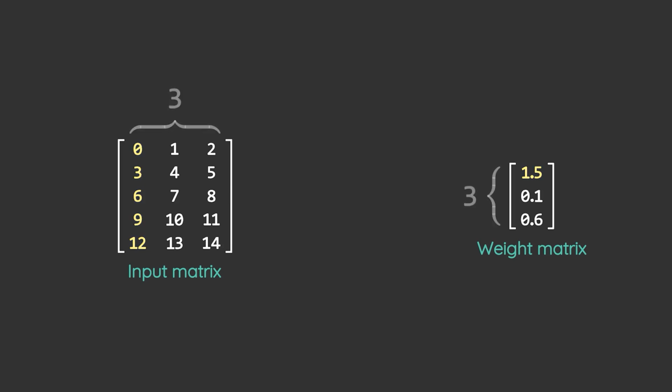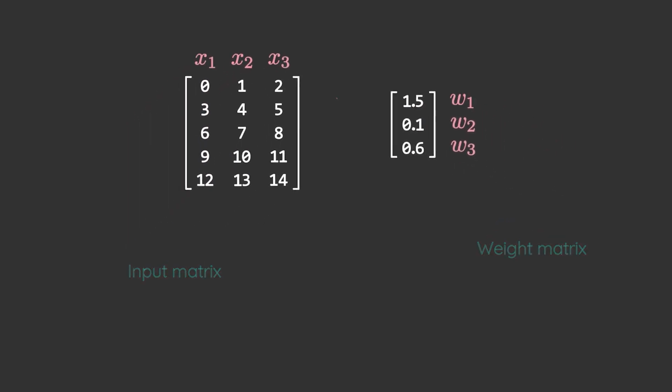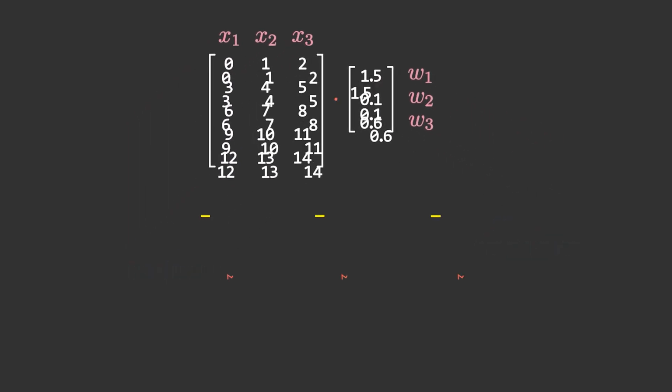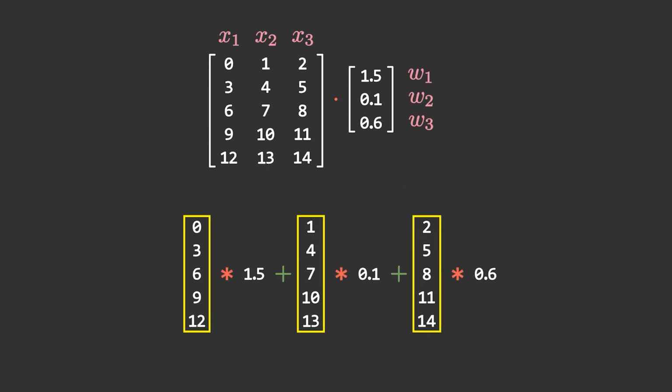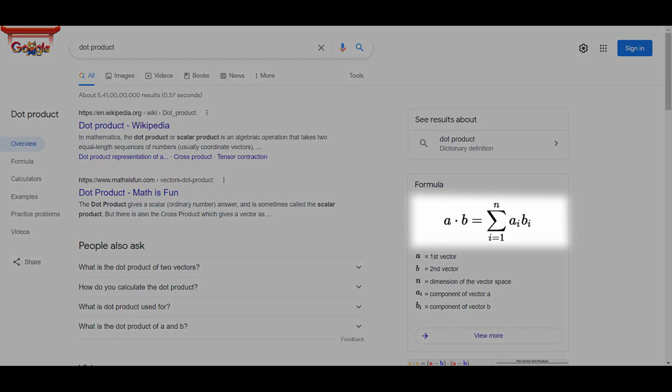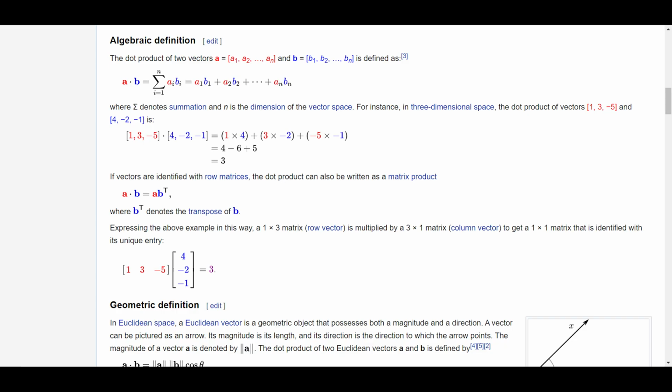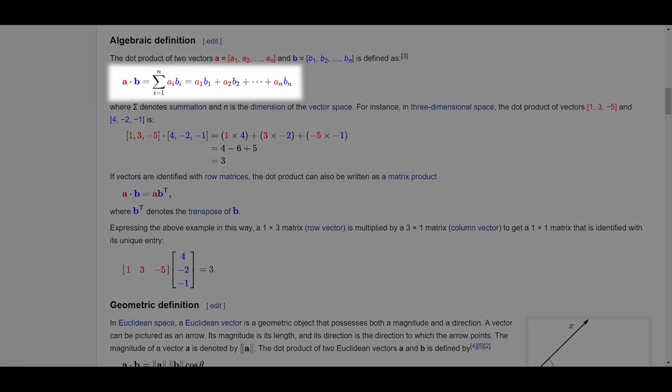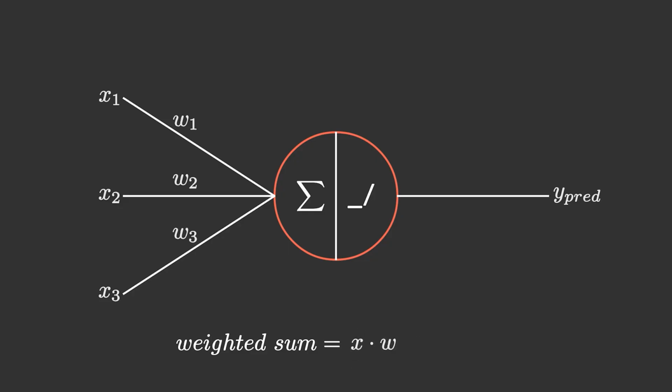Now we can do the summation operation. For that, we will multiply every column of the input matrix with every row of the weight matrix and sum all of them, and the answer we get will be our weighted sum as discussed previously. To generalize, the formula of the weighted sum can also be written like this. But if you know even a little linear algebra, you can guess that this formula is of the dot product. In the algebraic definition of the dot product on Wikipedia, you can see that it is exactly equal to our previous equation. So we can modify it and write it in the dot product form. This dot here is the dot product between the input matrix and the weight matrix.